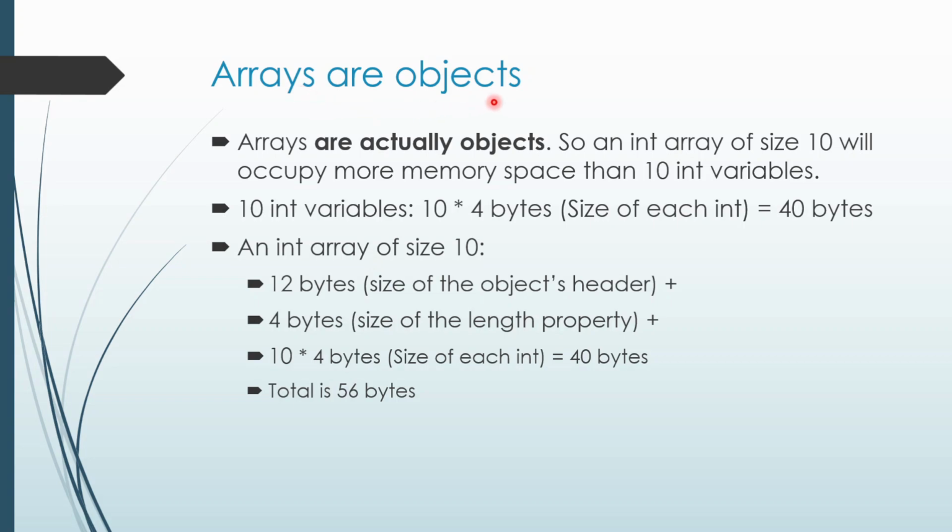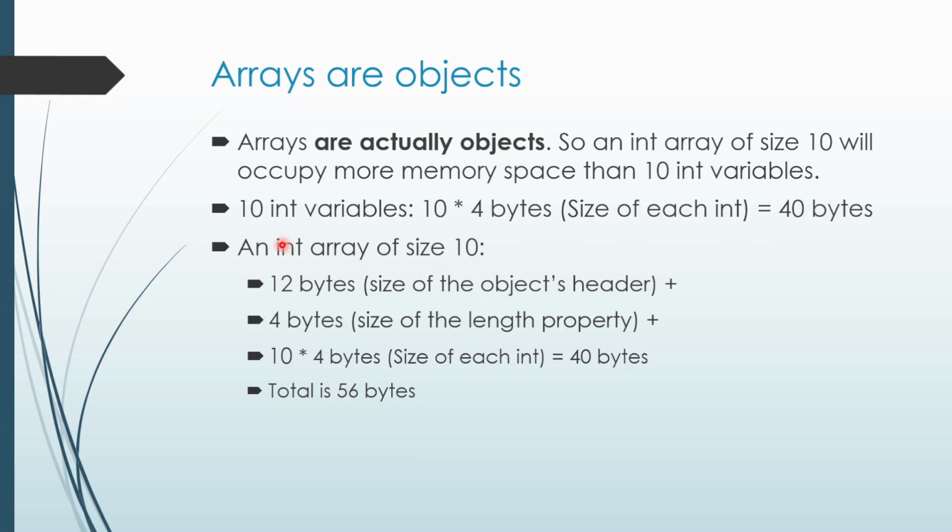Java arrays are basically objects. So an int array of size 10 will occupy more memory space than 10 int variables. Now, if I have 10 int variables, how much memory will all the 10 int variables occupy? It will be 10 into 4, because the size of each int is 4 bytes. So the total size would be 40 bytes.